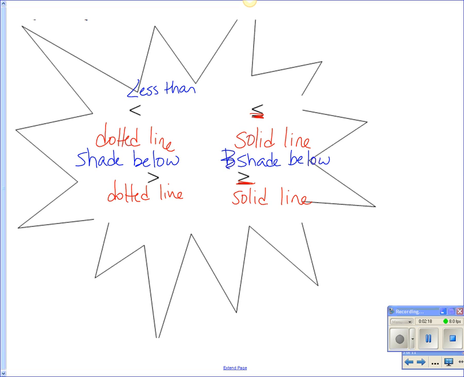Okay, what symbol is this one? Greater than. And this one is greater than or equal to. So both of those are greater than. If I think I'm greater than you, do I think I'm above you or below you? Above. So this one you shade above.